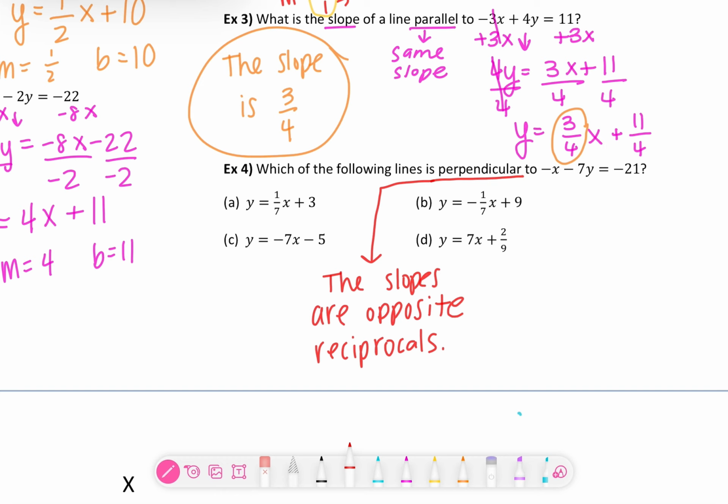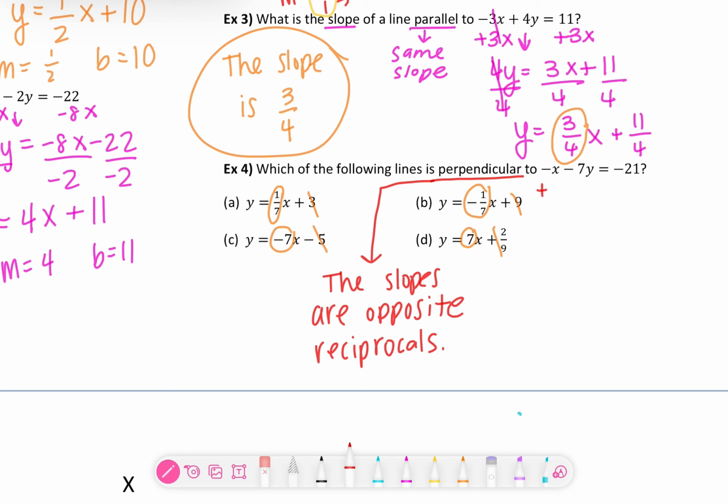So we can't see what the slope of the original line is the way it's written. We have to solve for y. And then we can find what the opposite reciprocal slope would be so we can choose the correct line. And the only thing that we need to look at is going to be the slopes themselves. So 1/7, -7, -1/7, or +7. Okay, we don't care about these y-intercepts. They don't matter in terms of perpendicular.